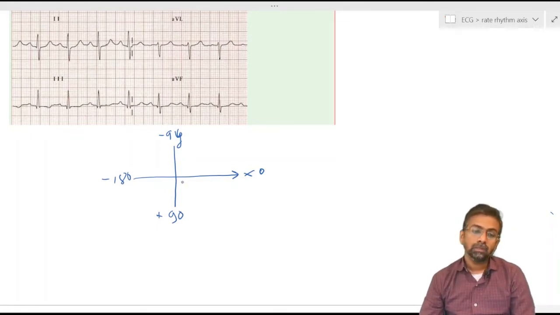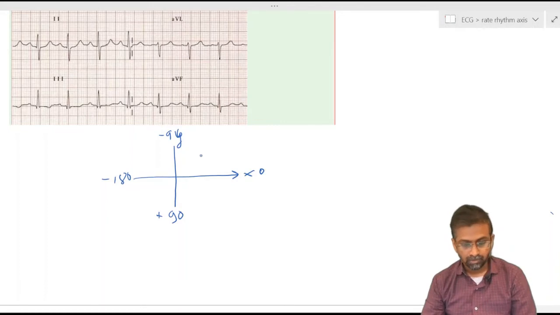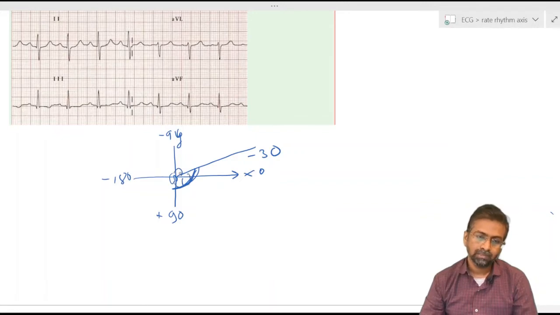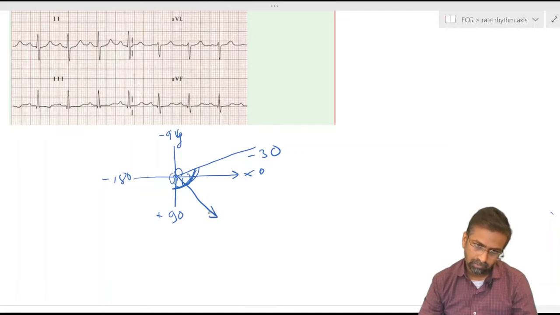Usually the upper part is positive while the lower part is negative, but here the lower part is positive while the upper part of this axis is negative. If you plot this axis, it generally varies from minus 30 to plus 90. If the axis of the heart falls in between this, you can say it's normal. Here the heart is at the center.